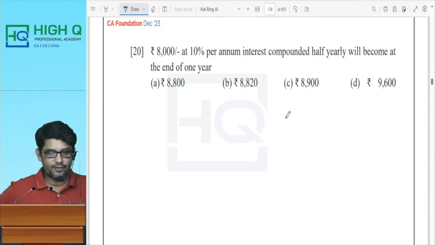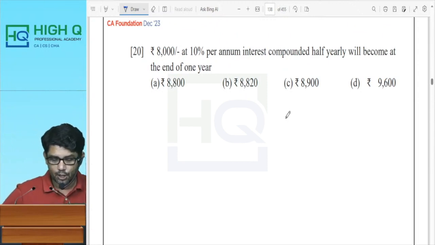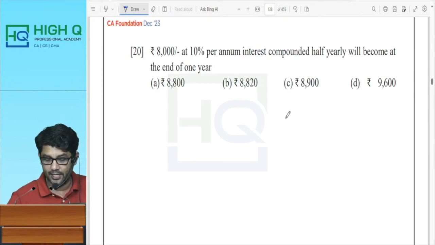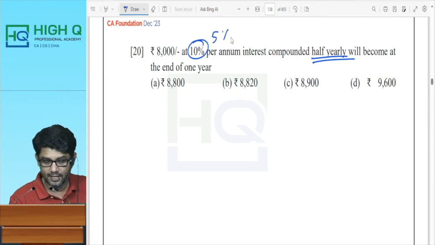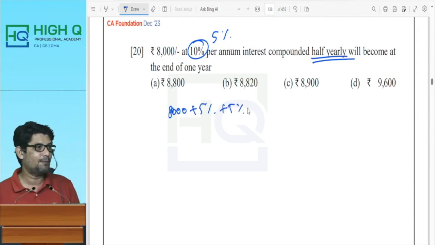Please find the answer. 8,000 at a 10% per annum interest compounded half yearly will become, at the end of 1 year, which is half yearly. So this will become 5%. Simply what you will do? 8,000 plus 5% plus 5%. Answer over. This is what they are asking in the exam, my dear.